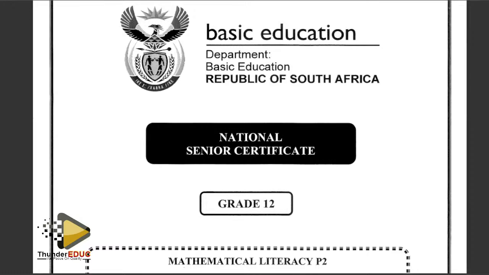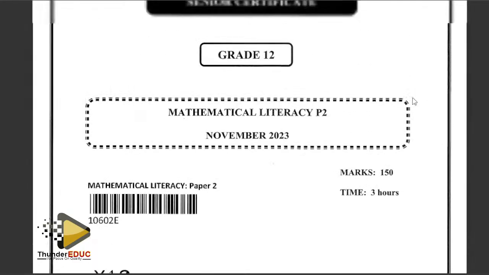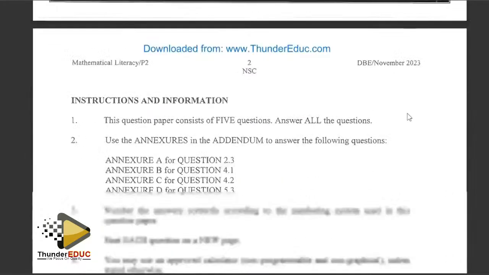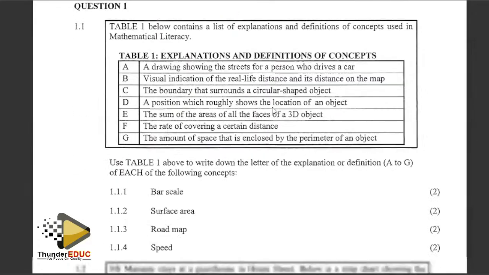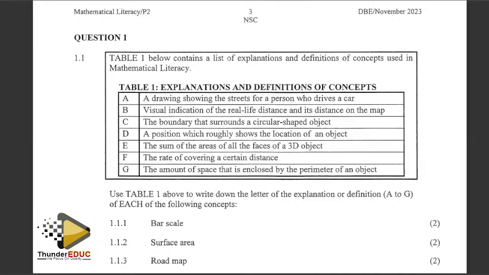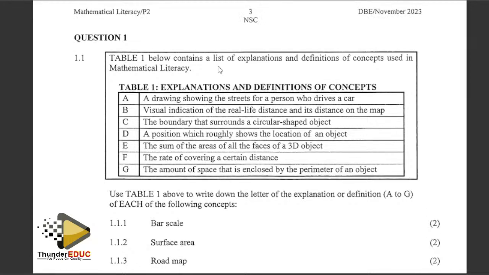Mathematical Literacy Paper 2 that was written today. Paper 2, question number 1. We need to match. The table 1 below contains a list of explanations and definitions of concepts used in mathematical literacy.